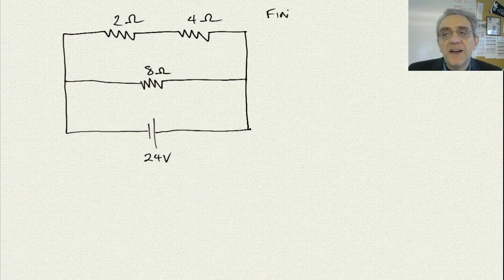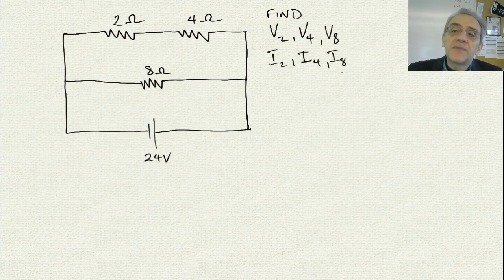So we want to find V2, V4, V8, and we want to find I2, I4, and I8. So the subscripts are for the resistors. Fortunately, none of the resistors have the same values, so they're unique and can be uniquely identified by the subscript.